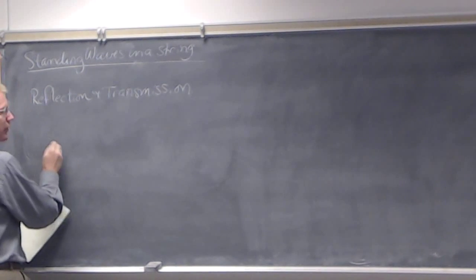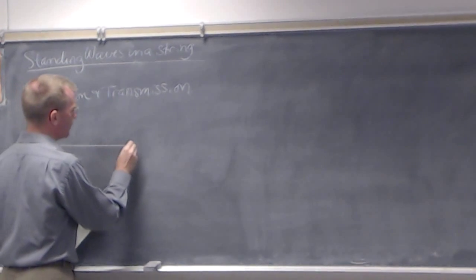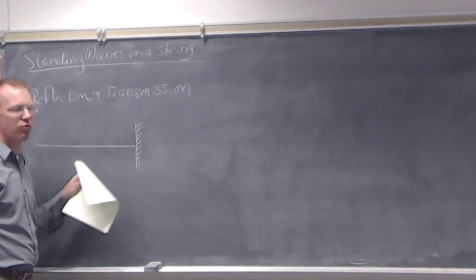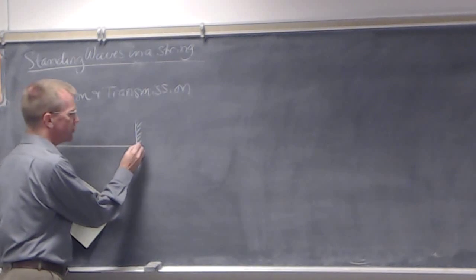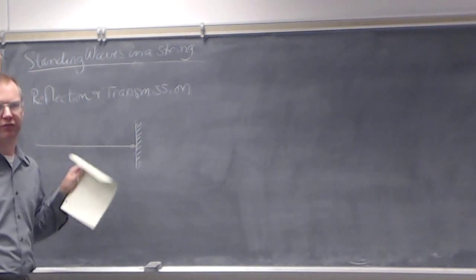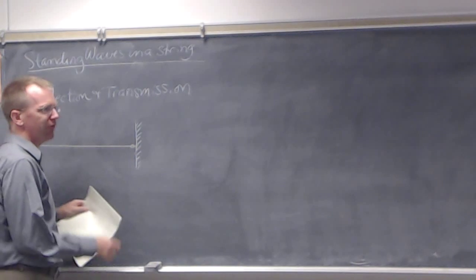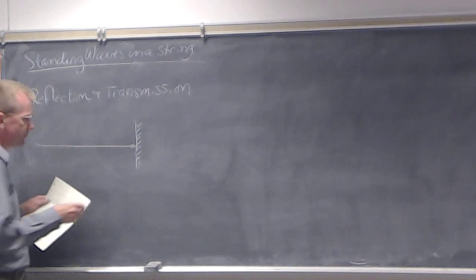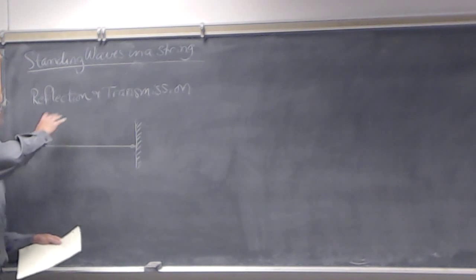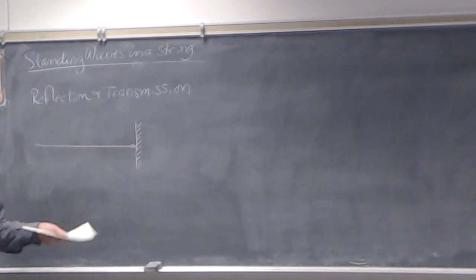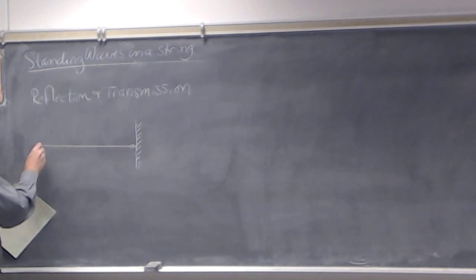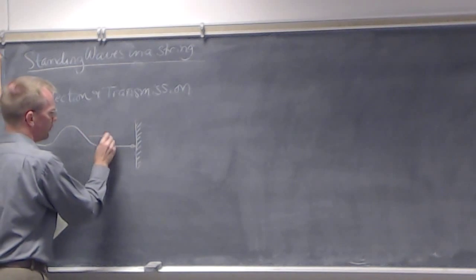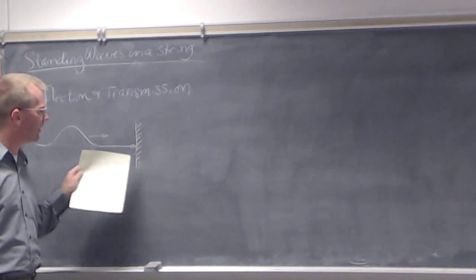Let's say that we have a string with one end rigidly attached to a wall. That's massive, it's not going to move. Essentially infinite mass, so it cannot move. Now, when you have a single wave pulse, which is easy enough to describe without having to worry about all the rest of the wave, if you have an incoming wave pulse coming in like this, what happens when it hits that hook there?